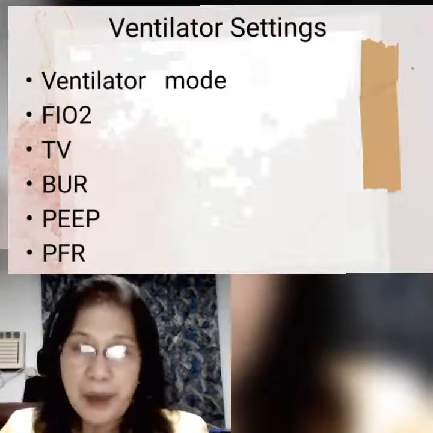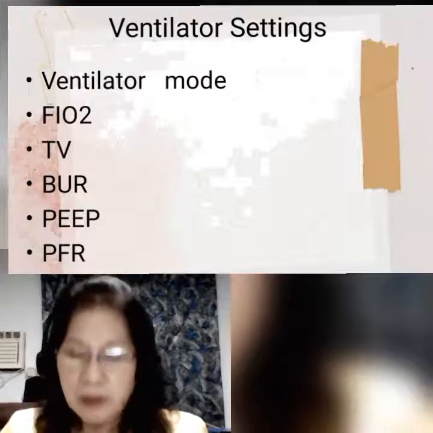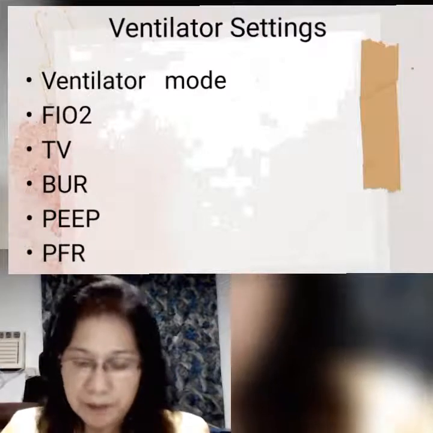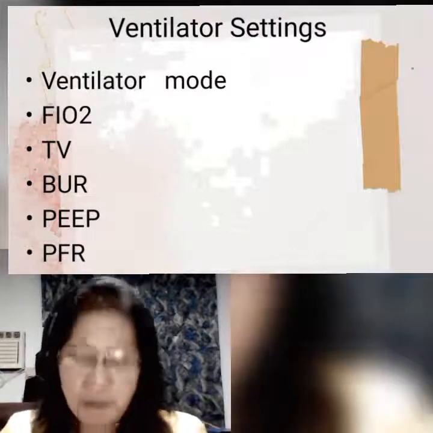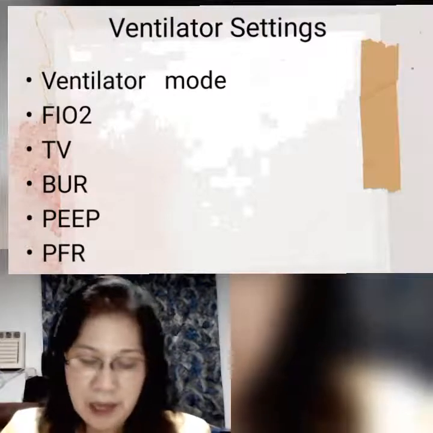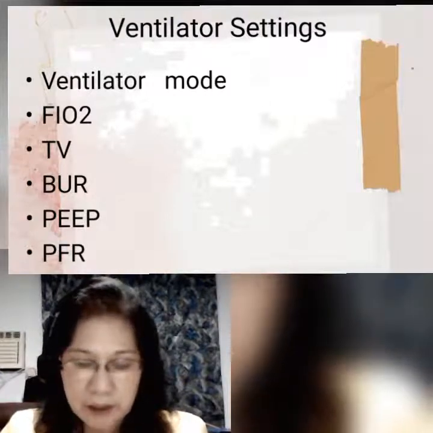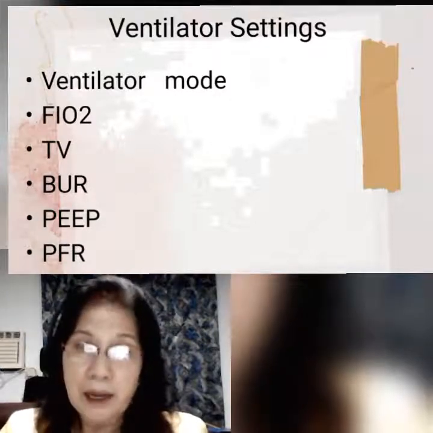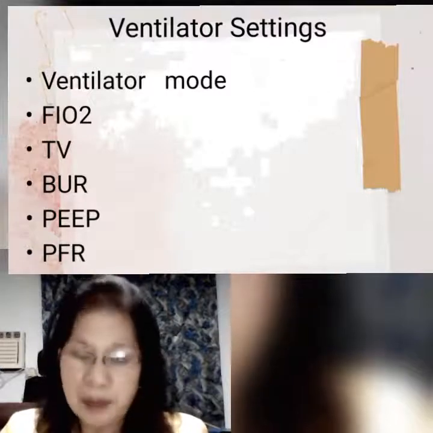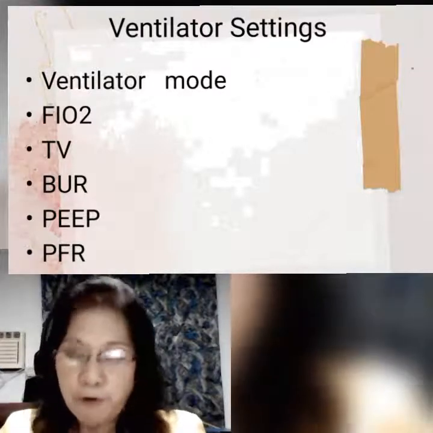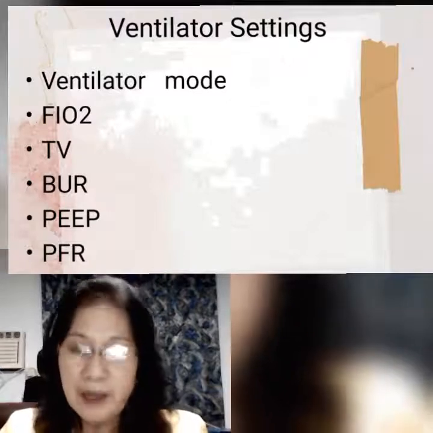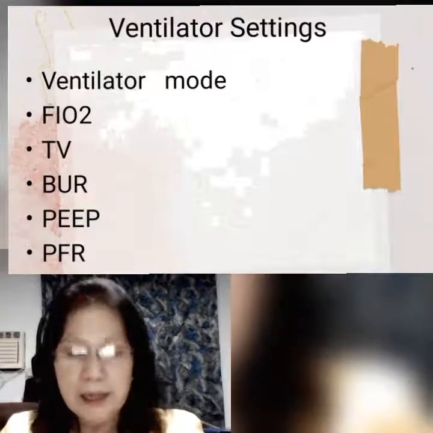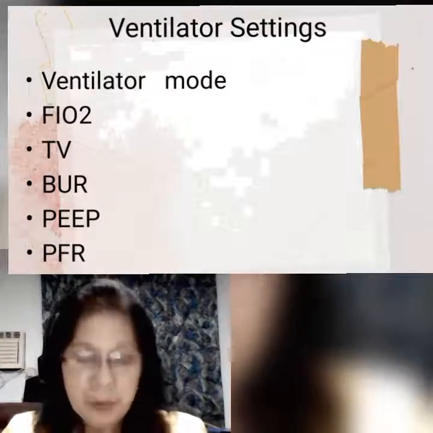Tidal volume is the amount of air that moves in or out of the lungs with its respiratory cycle. It measures around 500 ml with its respiratory cycle. This is an average: 500 ml is the average tidal volume for a healthy adult male. For a healthy female, you can have approximately 400 ml tidal volume.